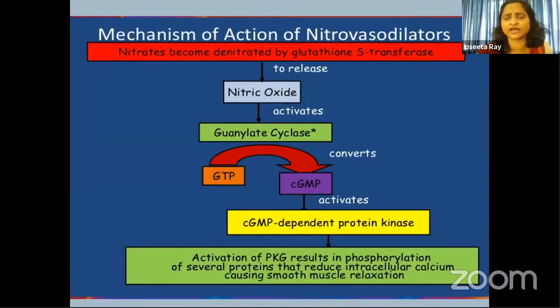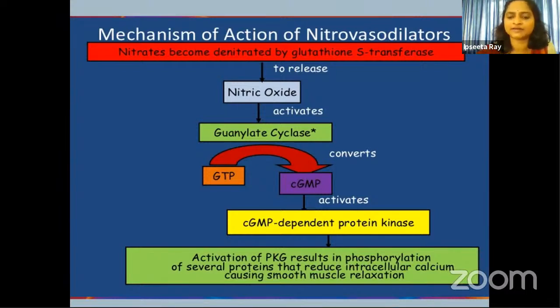Coming to the mechanism of action, how these nitrates act. Now these nitrates are converted to nitrites. These nitrites are rich in nitric oxide. So they release nitric oxide, which activates the guanylyl cyclase present in the vascular endothelium. So there is an increase in cyclic GMP, which activates the protein kinases, and there is dephosphorylation of myosin light chain kinase, which is present in the blood vessels. So there is vasodilatation of both the arteries and the veins.